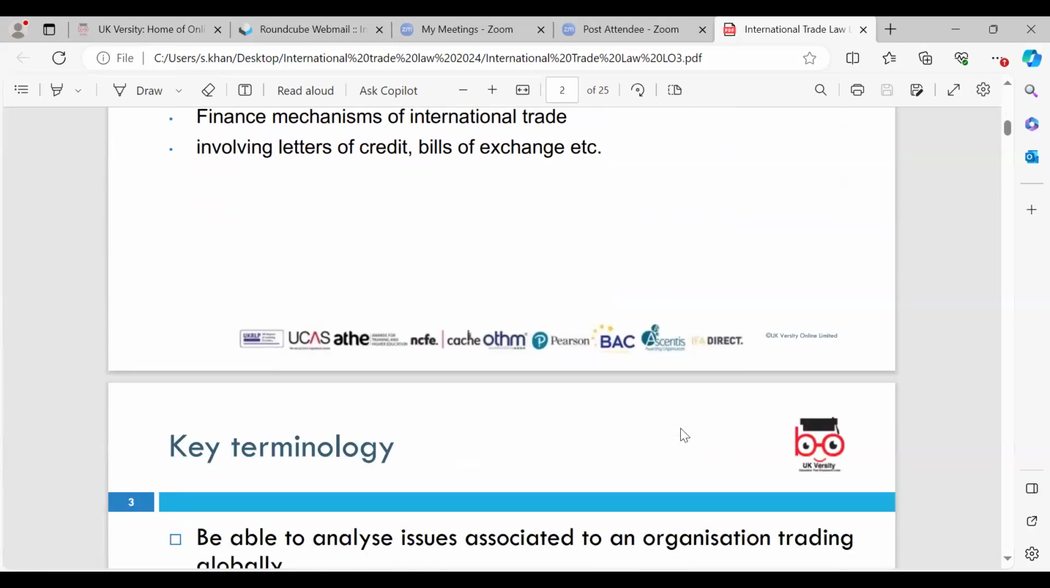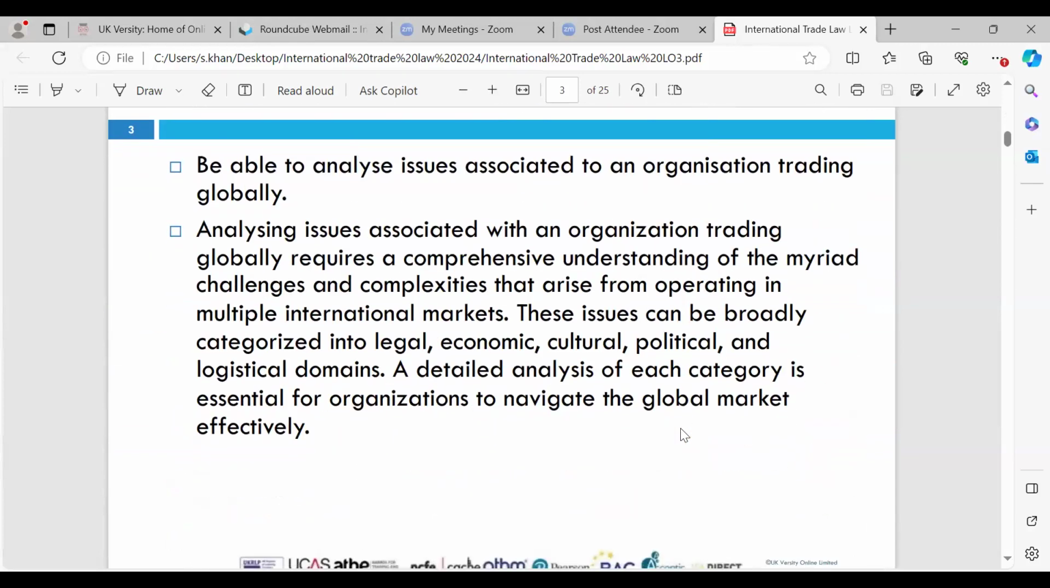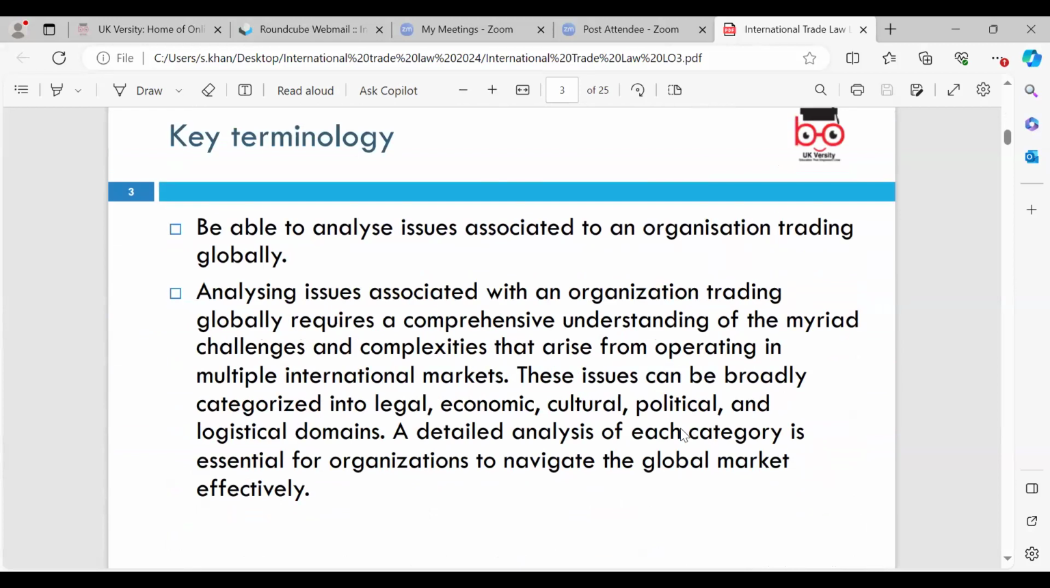exchange. So key terminology is to be able to analyse issues associated to an organisation trading globally. To analyse issues associated with an organisation trading globally requires a comprehensive understanding of the myriad challenges and the complexities that arise from operating in multiple international markets. These issues can be broadly categorised into legal, economic, cultural, political, and logistical domains. A detailed analysis of each category is essential for organisations to navigate the global market effectively.